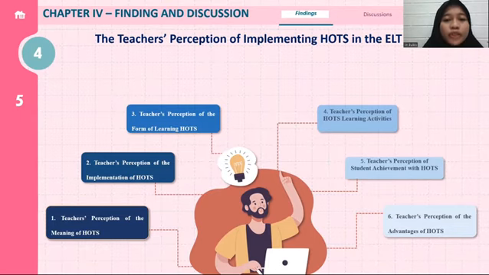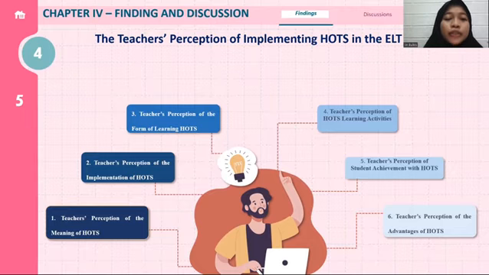Second one is teachers' perception of the implementation of HOTS. Based on the teacher of class A, she said that she usually applies HOTS in the form of assignments, individually or in groups. The class B teacher usually applies HOTS in the form of discussion. So the two English teachers have something in common in the implementation of HOTS in their classrooms, namely the implementation of collaboration and communication when they discuss materials and assignments.